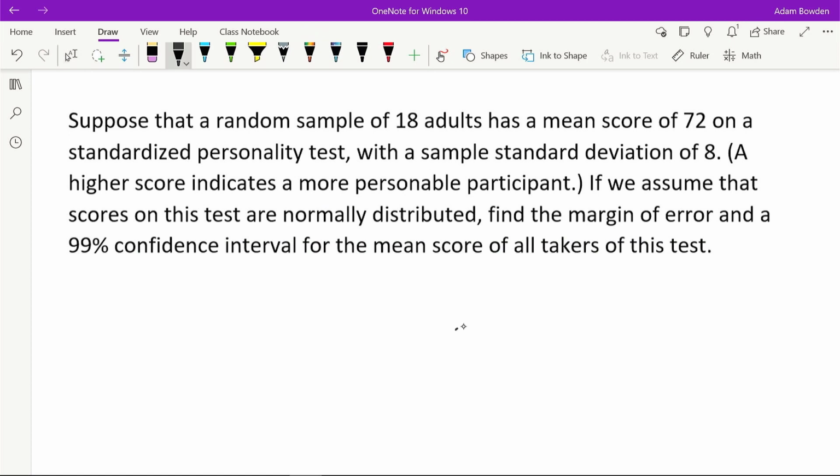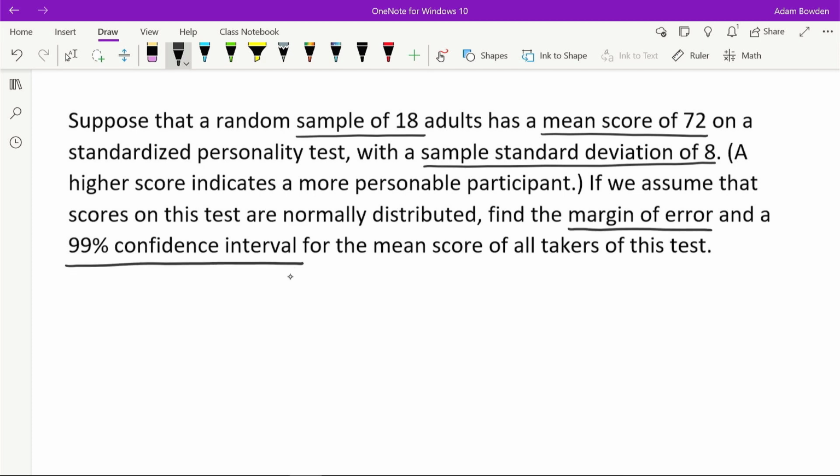This one says, suppose a random sample of 18 adults has a mean score of 72 on a standard personality test with a sample standard deviation of 8. If we assume that the scores in the test are normally distributed, find the margin of error and the 99% confidence interval for the mean score of all takers of this test. The key phrase to highlight here is sample standard deviation.